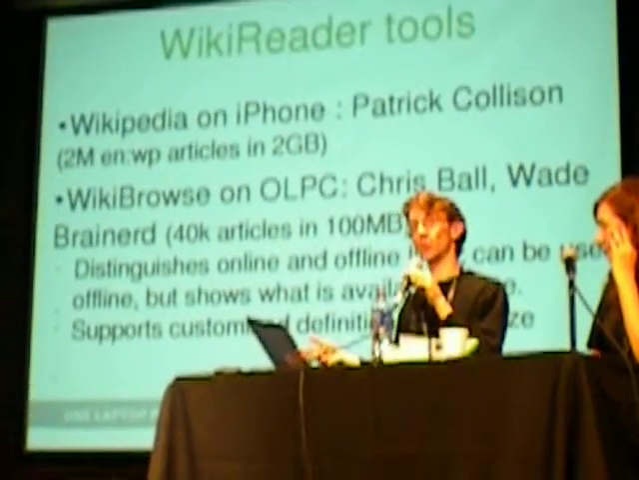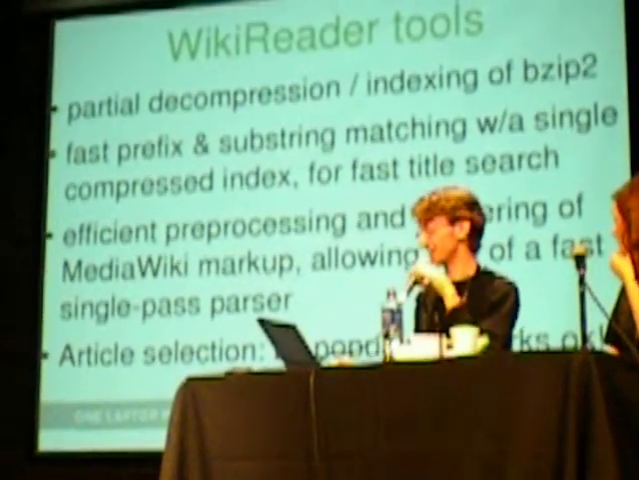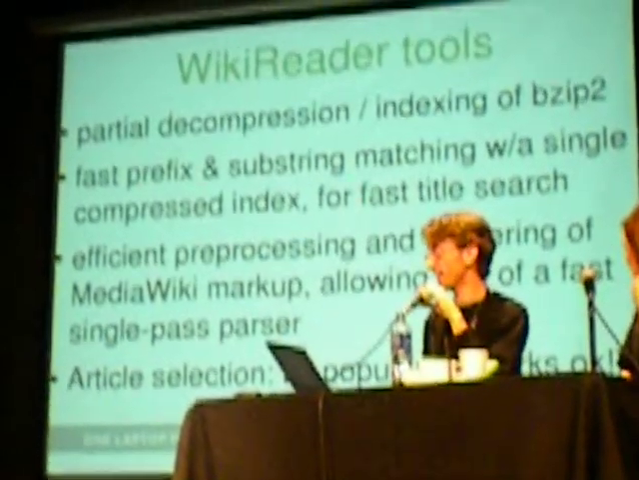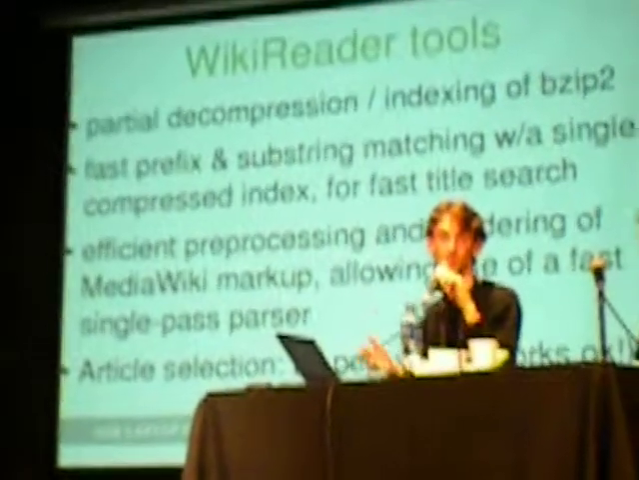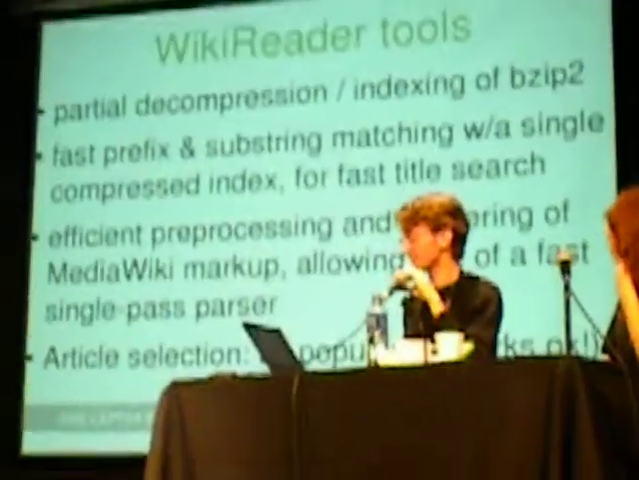So you can use this tool to make yourself a dump that will work on other devices that are space constrained, that have less than a gigabyte. It does partial decompression and indexing of a bzip file. It does some fast substring matching to give you title searches, but as I said, it doesn't do full text searches yet, which is an advantage to using something like Kiwix.